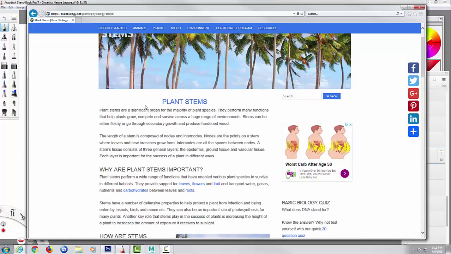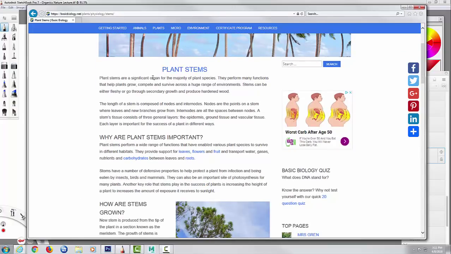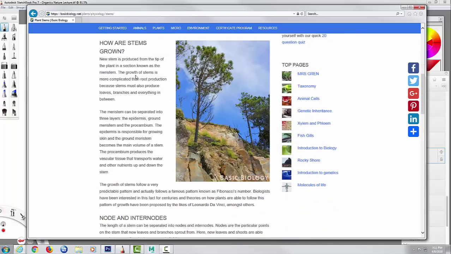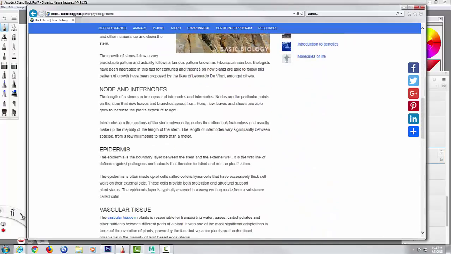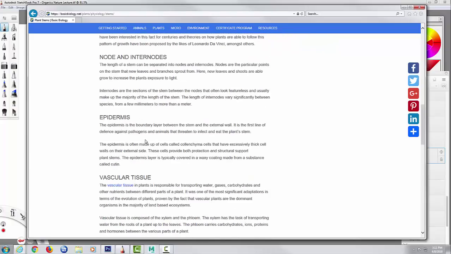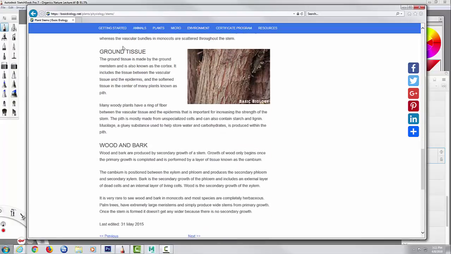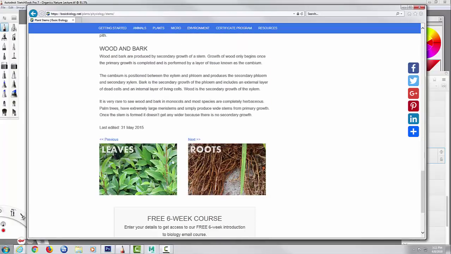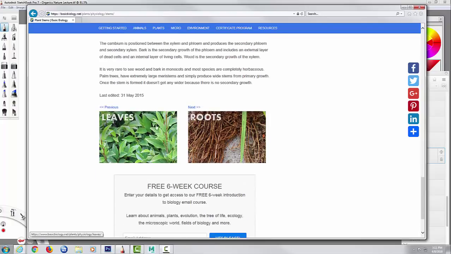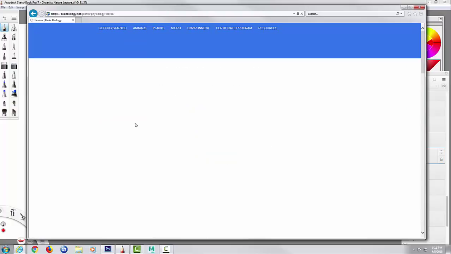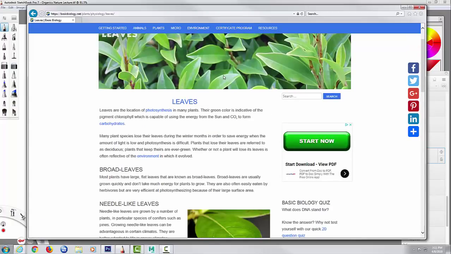If you go through here, I really think this is great. It talks about plant systems, stems, the difference between nodes and internodes, epidermis, and the vascular tissue of plants. It's just really cool because it talks about wood and bark, leaves, root structures. I mean, look, you click this section here and, well, it's supposed to load it. Hold on, there it goes. My kids are on the internet probably.